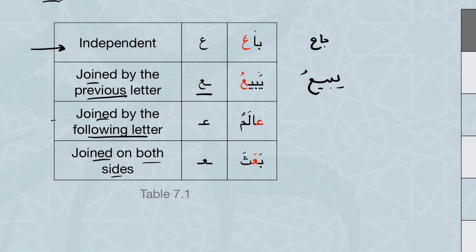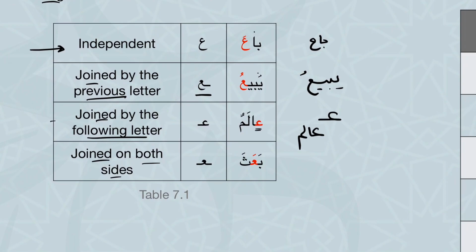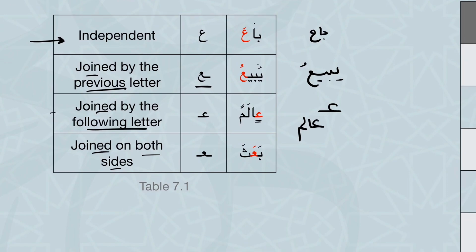The third form is joined by a following letter. So it's either word initial or followed by a non-connector, like dal or ra. How would I write it? I would just open the head of the ayn without the belly. So it's alam, alamun, alamun. A with a long vowel, fatha, and the lam has a fatha and tanween dhamma. So it's alamun.